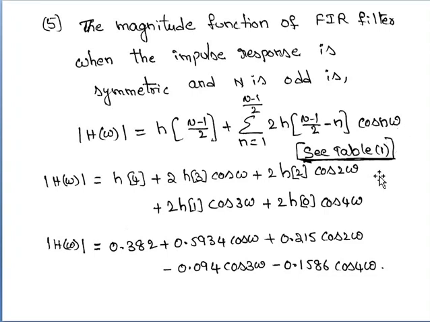So that's why, remember Table 1. See Table 1 here and then note it down. Now mod of H of omega is equal to, substitute n equal to 9 and then simplify, substitute all the coefficients, and then you can get mod of H of omega like this.